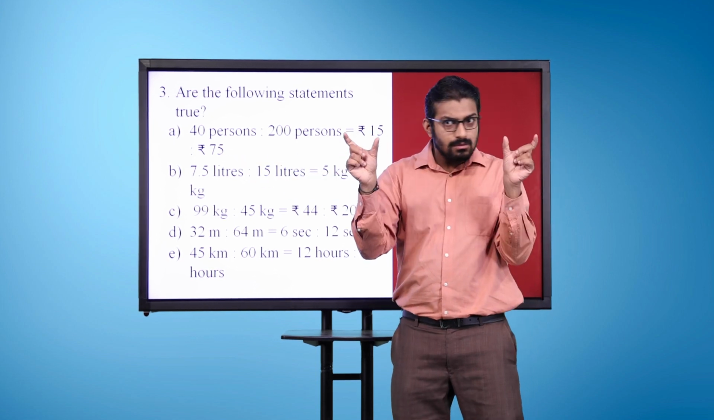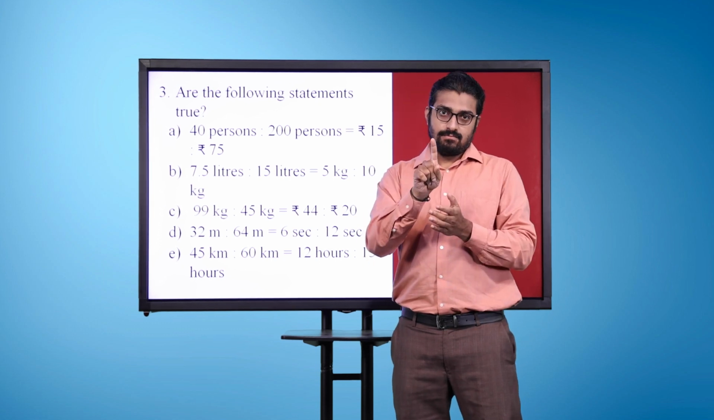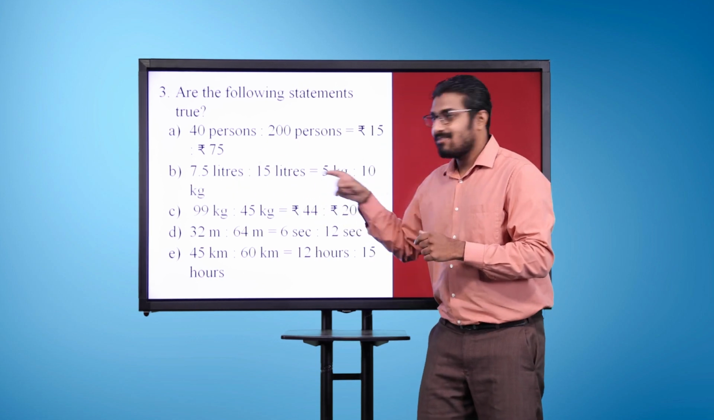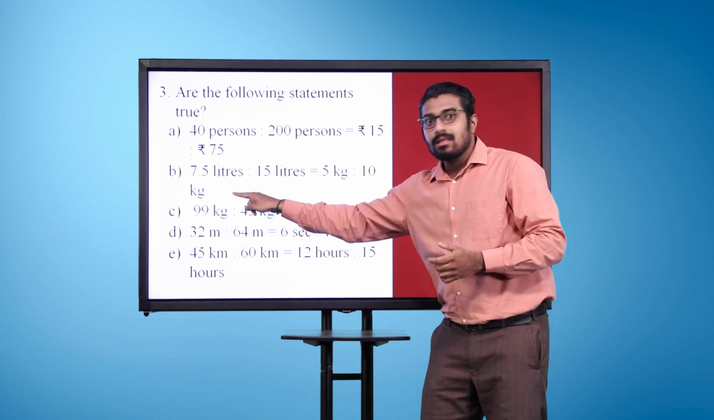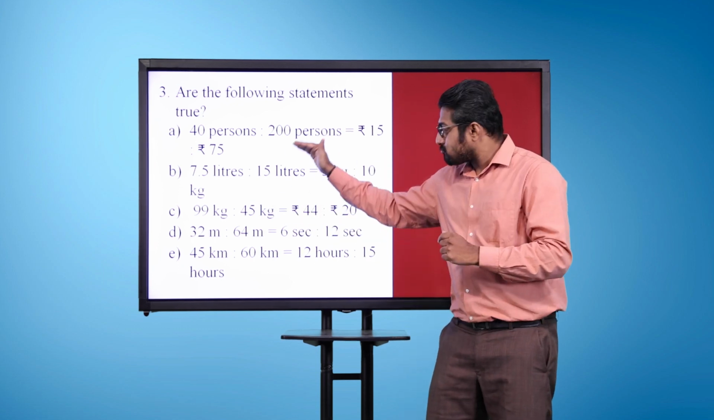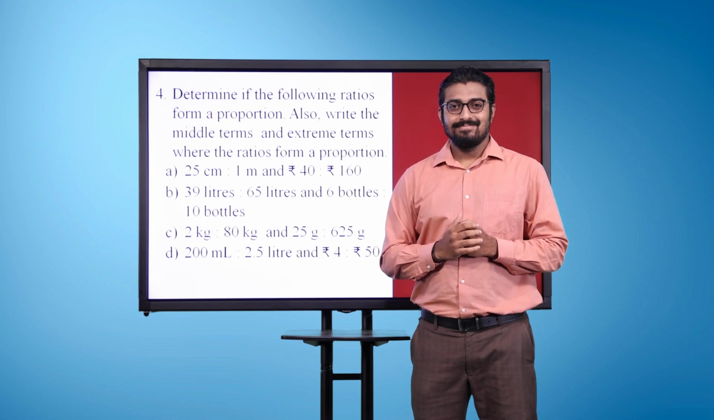C. 99 kilograms is to 45 kilograms is equal to 44 rupees is to 20 rupees. D. 32 meters is to 64 meters is equal to 6 seconds is to 12 seconds. E. 45 kilometers is to 60 kilometers is equal to 12 hours is to 15 hours.